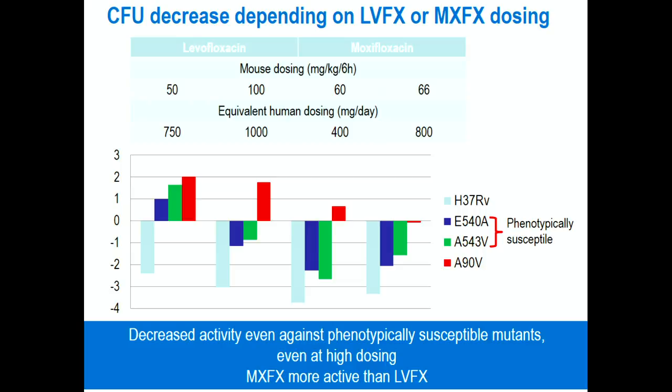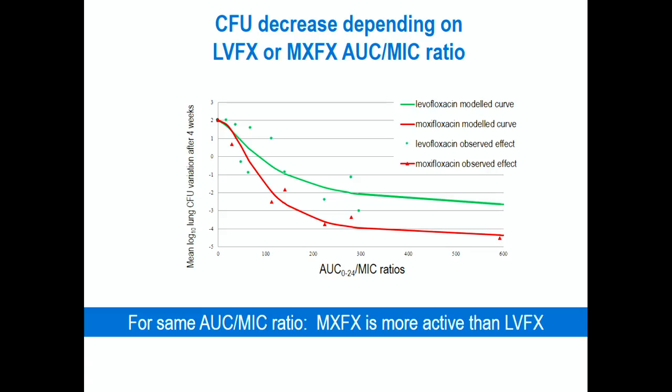So I showed you that there is an MIC side and an AUC side. What we did is that we plotted these CFU decreases in relation with the AUC on MIC ratio, which is predictive of activity for fluoroquinolones. Here you have increasing AUC on MIC ratio, and you have the CFU decrease in red for Moxi and in green for Levofloxacin. You could guess that from the previous slide, but it's nicer here with this curve: for the same AUC on MIC ratio, Moxifloxacin is more active than Levofloxacin. So although there are advantages, for the same ratio, Moxi is always more active in this model.